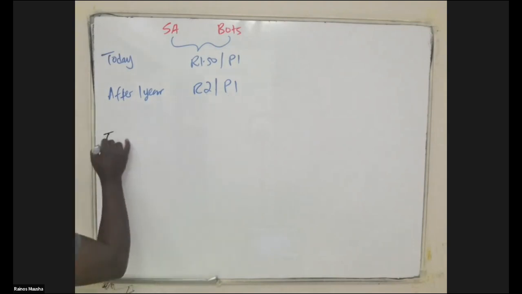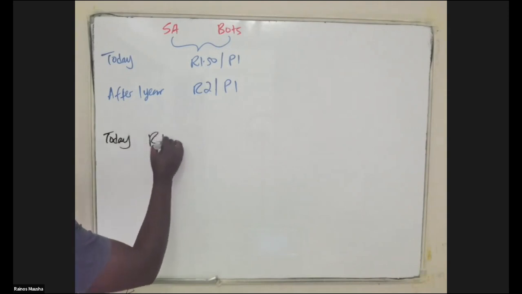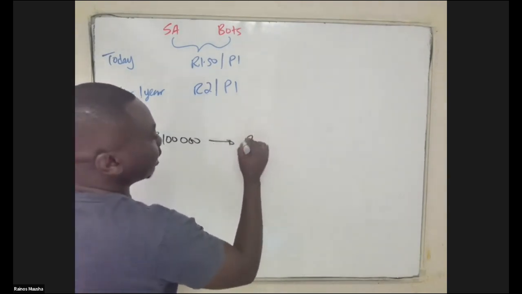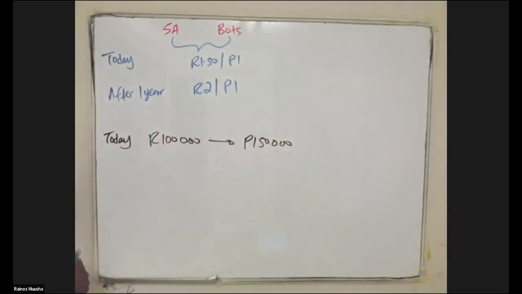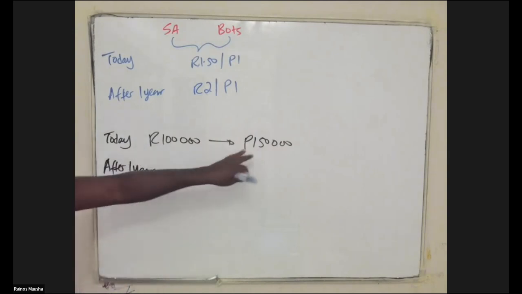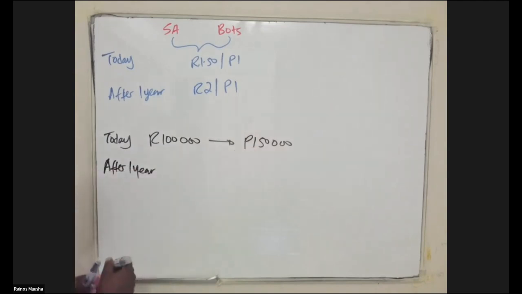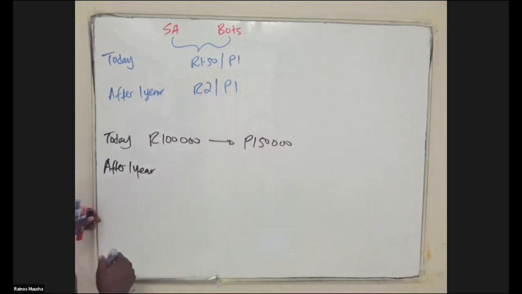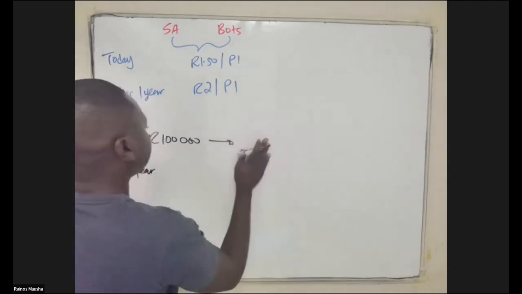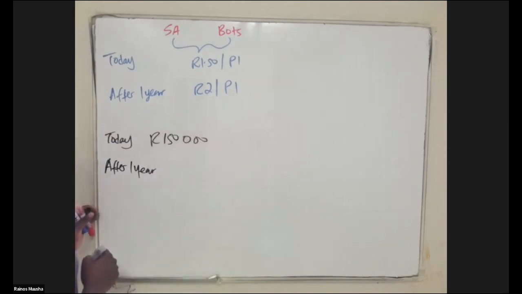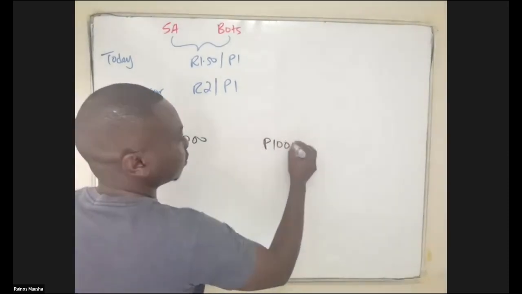So which means today, if we have 100,000 rand, we are going to be able to get 150,000 pula, right? So for 100,000 today, we're able to get 150,000 pula. Then after 1 year, without taking the return from the investment that we have done there, one pula gives you 2 rand, isn't it? So which basically means that if we have 150,000 rand today, we're able to get 100,000 pula. Sorry, I made a mistake there.